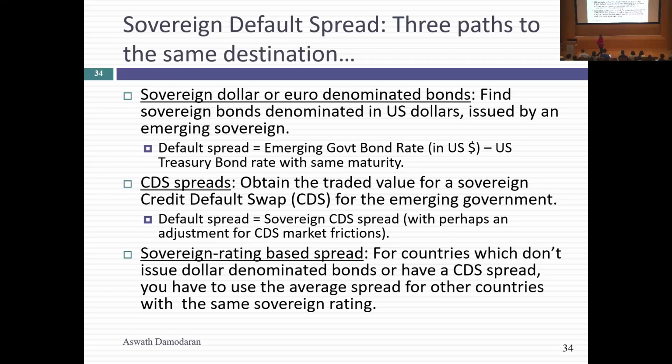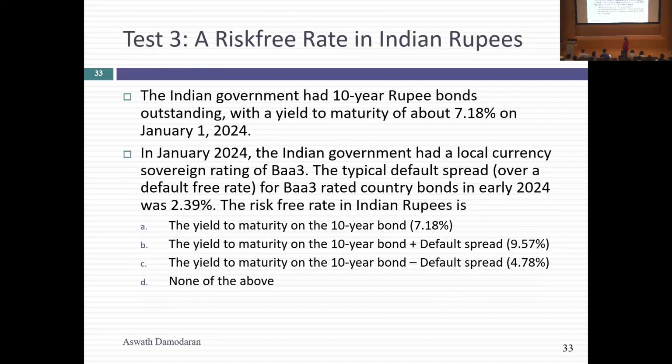So if you remember yesterday, we were talking about getting a risk-free rate in a government where there's default risk. I used the example, I think, of the Indian government, right? 7.18% government bond rate. And if you remember, I cleaned up that government bond rate by taking out a default spread. I want to pause there and make sure everybody's comfortable with what I'm doing and why I'm doing it.